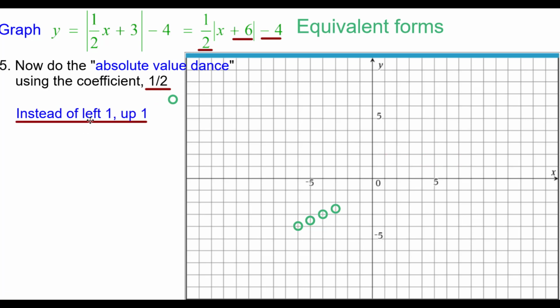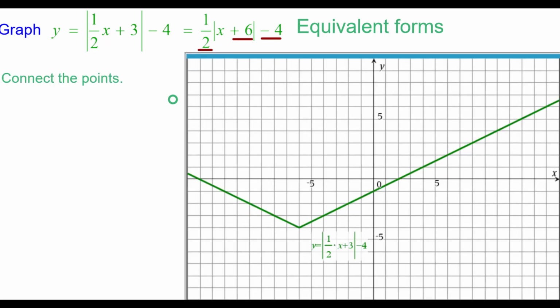So on the left side, instead of left 1, up 1, left 1, up a half. Instead of left 2, up 2, left 2, up 1. And instead of left 3, up 3, left 3, up 3 halves. Connect the points to make it look like an absolute value V.